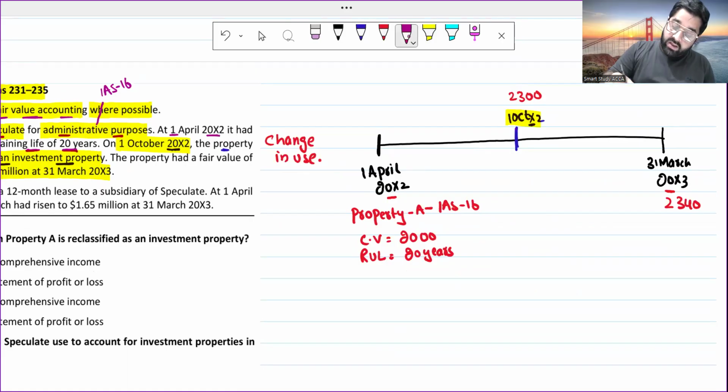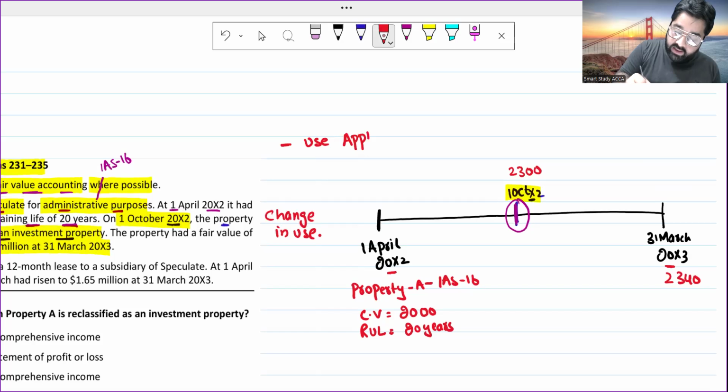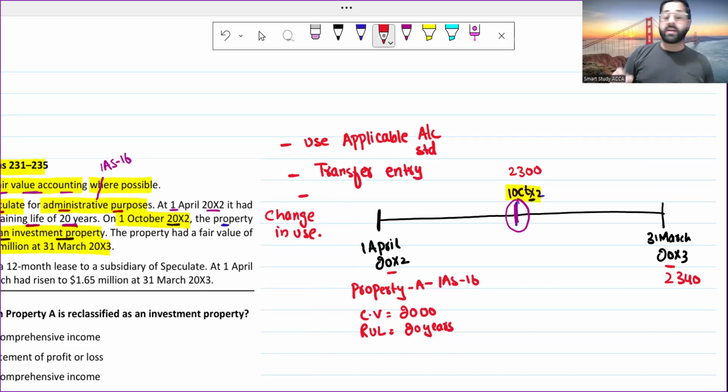Now at the date of change in use, we will follow 3 steps. The first step will be to use the applicable accounting standard, meaning the old accounting standard. Then you must do the transfer entry. You have to transfer it from IAS 16 to IAS 40. And the last step will be to start the rules of the new accounting standard.